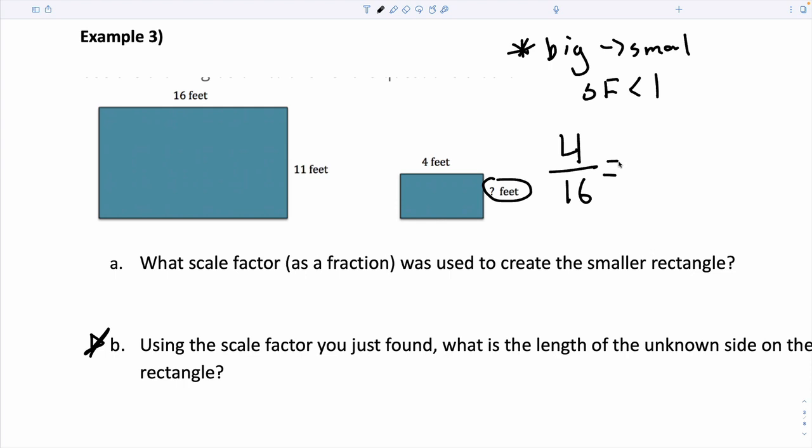Emery, could I do something to simplify? Yeah, let's divide top and bottom by a common factor. 4 would work. So this is actually a scale factor of 1/4. Is 1/4 smaller than 1? It's a fraction, so it is smaller. Your scale factor is 1 to 1/4.